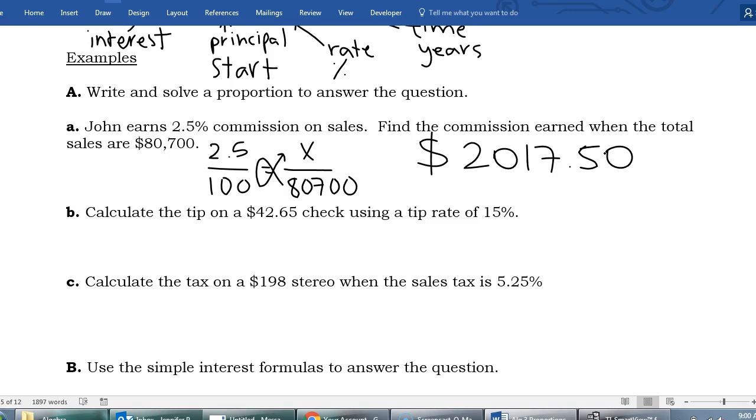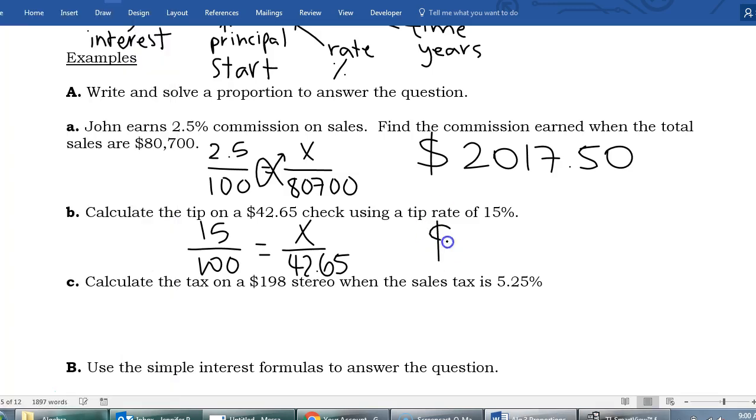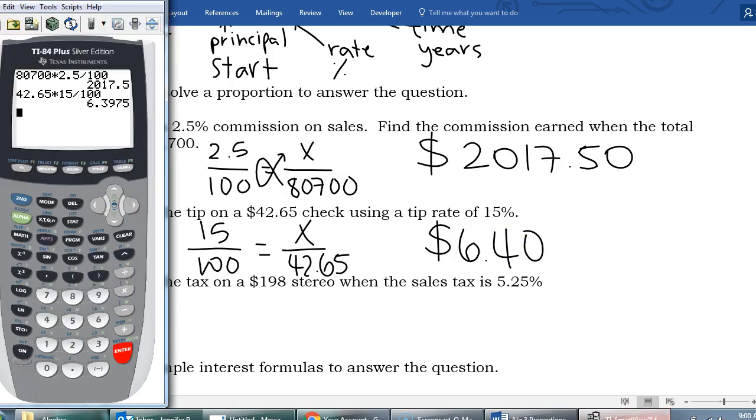Letter B, calculate the tip on a $42.65 check using a tip rate of 15%. So, same idea, our percents go over 100, and our total check goes on the bottom. So we're going to figure out our tip on the top. Cross multiply and divide, that is 42.65 times 15 over 100. And we should be leaving a $6.40 tip on this $42 check.